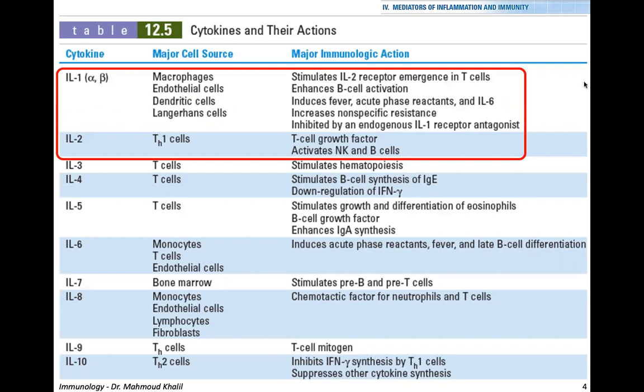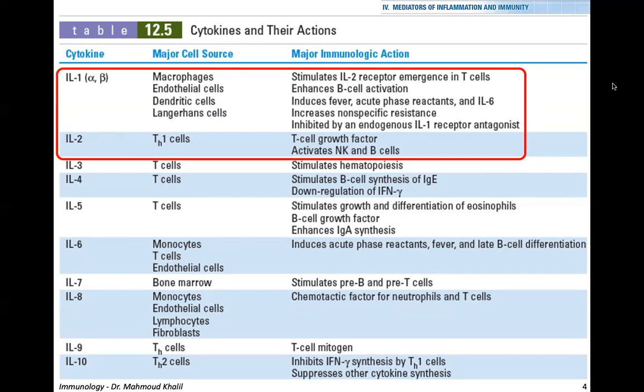So for interleukin-1, the major immunologic action is actually stimulating the interleukin-2 receptor, one of the major cytokine receptors that respond to interleukin-2 and is responsible for proliferation, and it also enhances B cell activation. Interleukin-1 alpha and beta induce fever, acute phase reactants, and interleukin-6. It also increases non-specific resistance, and it can be inhibited by the endogenous interleukin-1 receptor antagonist.